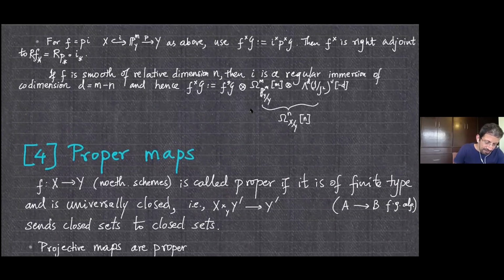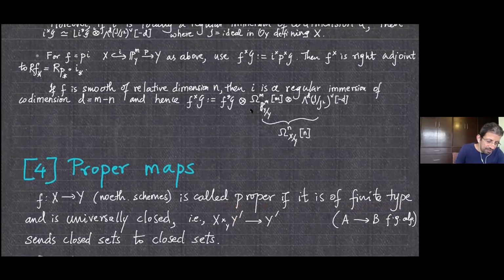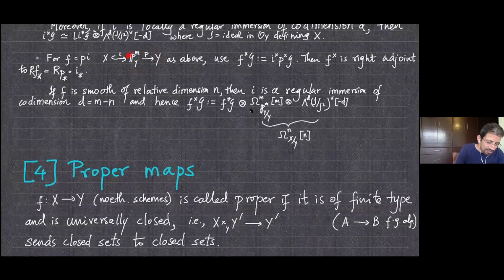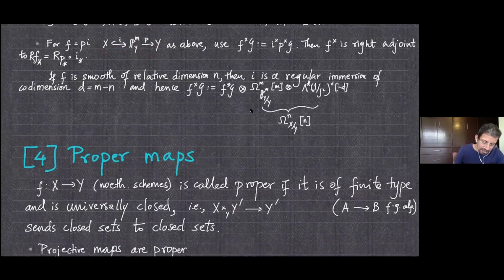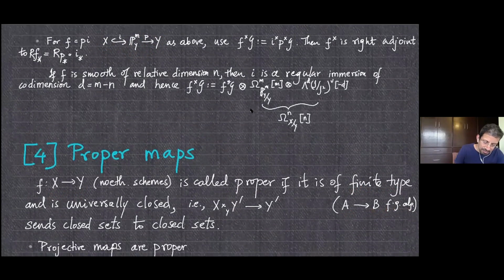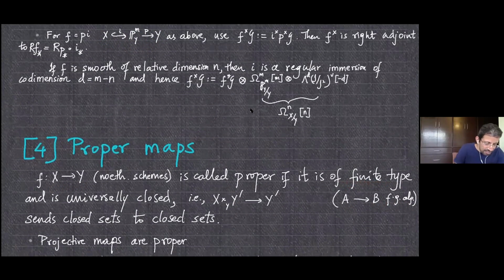A map of Noetherian schemes is called proper if it's of finite type. Finite type is something I've been using implicitly all the time, because it's given by finitely many variables followed by going modulo an ideal. In general, a map is said to be of finite type if you pick an affine open set here and an affine open set here, and the induced map of rings A to B is a finitely generated algebra map. So B is finitely generated over A. That's finite type, and this will be our implicit assumption throughout this lecture: whenever I'm talking about schemes, I'll be looking at Noetherian schemes, and the maps will be of finite type.